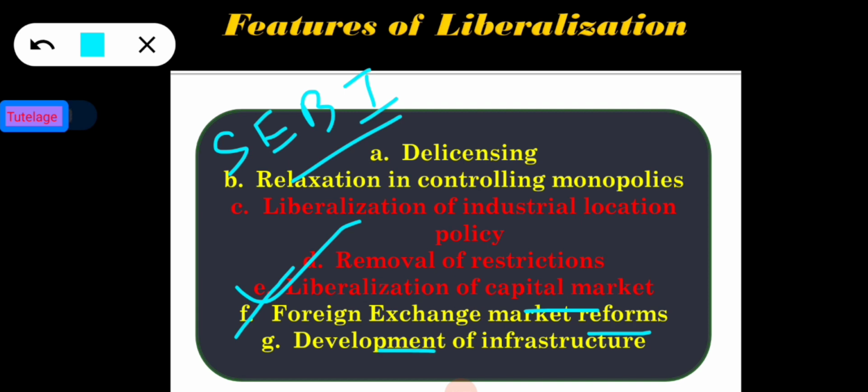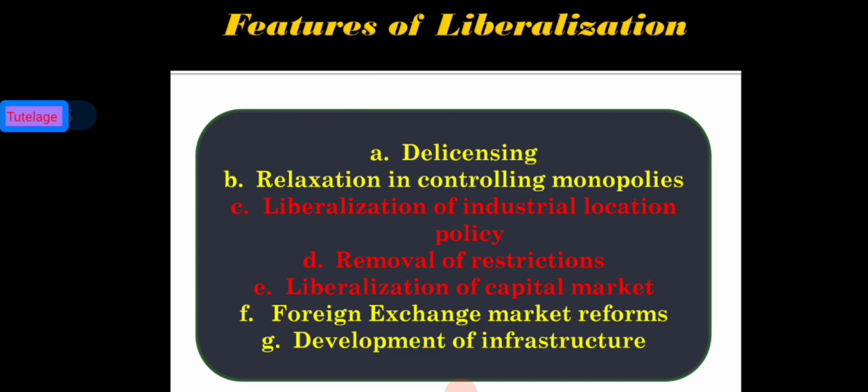Now going to the next point, the development of infrastructure. Obviously, the private sector has been allowed to enter and develop infrastructure such as power, roadways, communications, shipping, civil aviation, banking, etc. And this is also one of the most important features of liberalization. I think this is clear. What do you mean by a policy of liberalization and what are the features of liberalization?